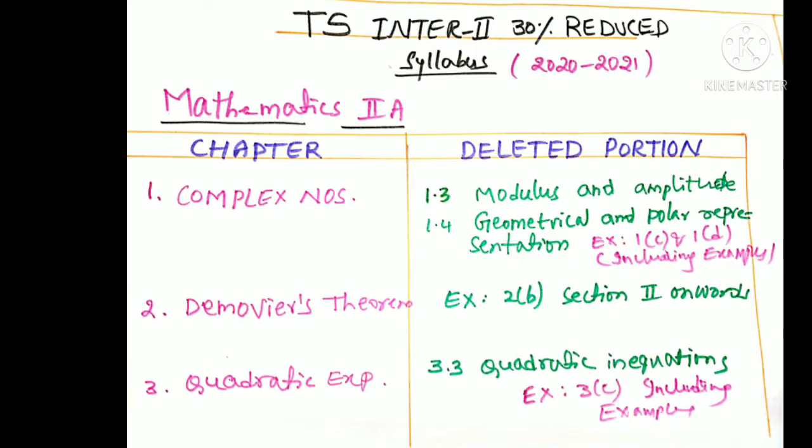Let's go on to the next topic, De Moivre's theorem. From this, it is clearly mentioned that exercise 2 section onwards is deleted. Means whatever the deleted portion is given, you can also understand from the deleted portion what questions depend upon that. We can delete the corresponding examples also.